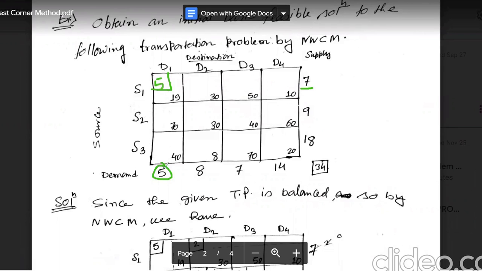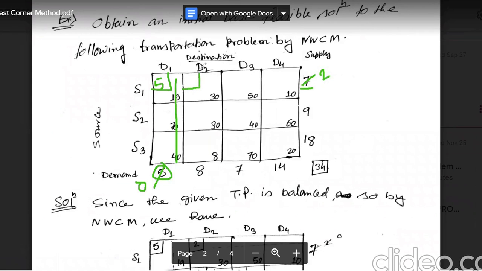So the total demand is fulfilled, the demand becomes 0. Since the demand becomes 0, you cancel out this column. Is that clear? Next, how much is left here? 7 minus 5, that is 2. 2 units are left. Now move to the next cell.